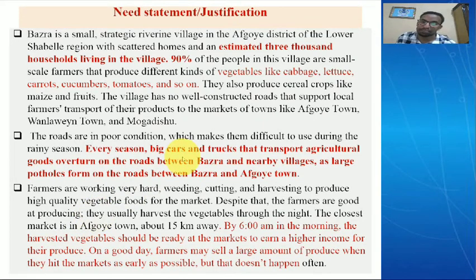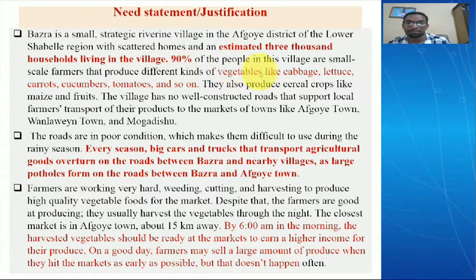So the need assessment is here. The main purpose of this project is here, the need assessment or the justification of the project. So Basra is a small strategic riverine village in Afgoy district of Lower Shabelle region with scattered homes and an estimated 3,000 households living in the village.